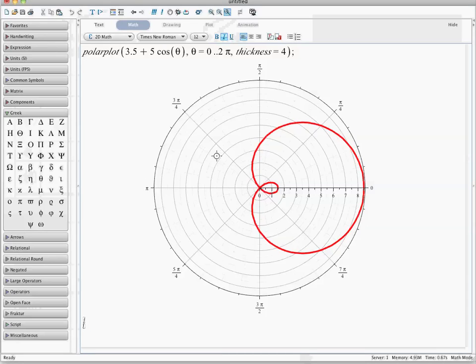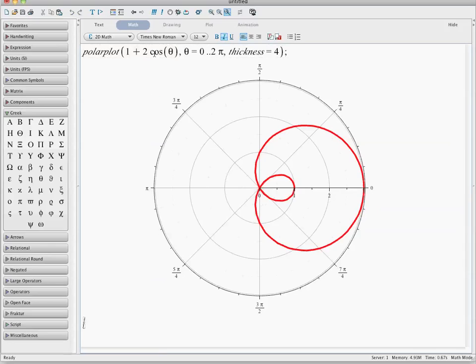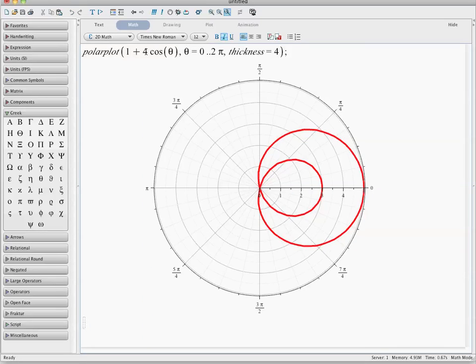Here is what I was fiddling with earlier, but let's go ahead and change this. Okay, so we're going to have 1 plus 2 cosine theta. This is exactly what we just saw. We started here at 0, come around. So what you really should do is change these values. Let's go ahead and make this 2 a 4 real quick. And you can get a rough idea what that looks like.